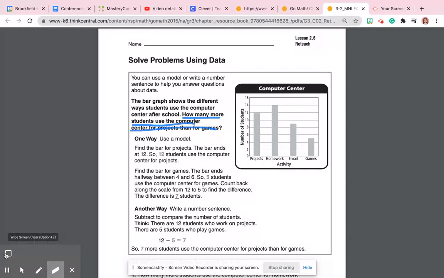Oh, my goodness, Miss Miller's getting crazy with the underlining.